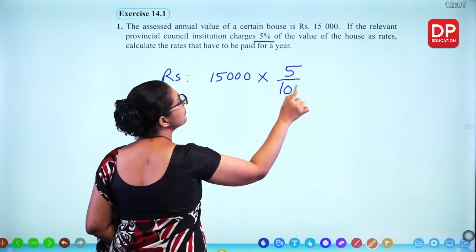Calculate the value. Here 2 zeros get cancelled out. 5 times 0, 0. 5 times 5, 25. 2 remaining. You get 750. So the value is 750.